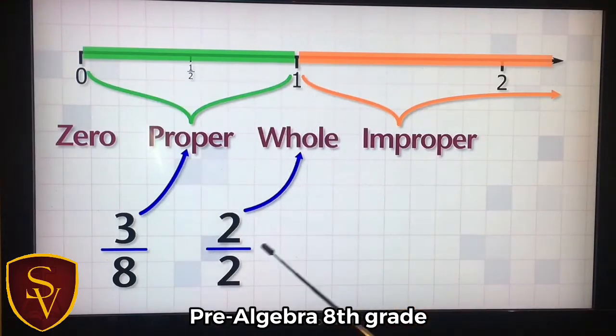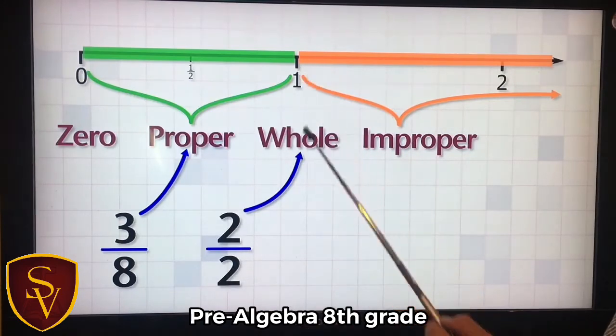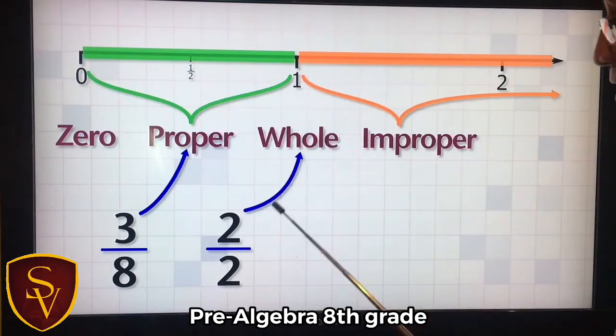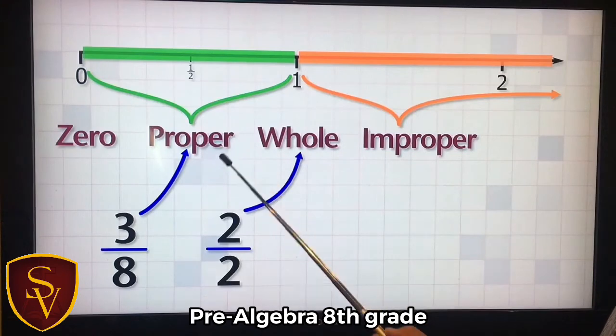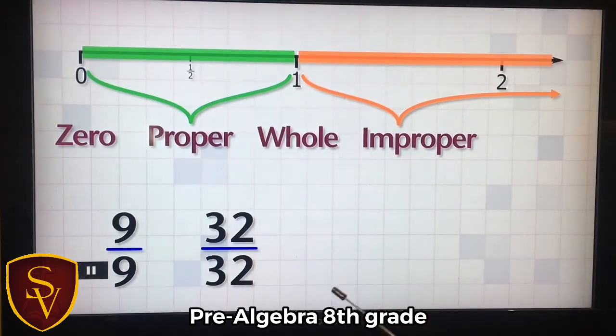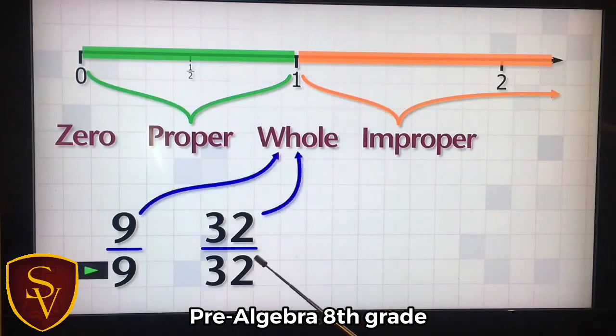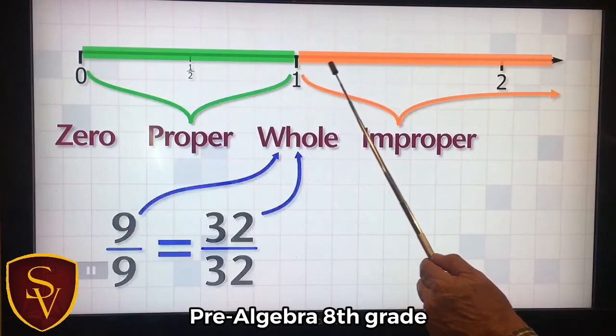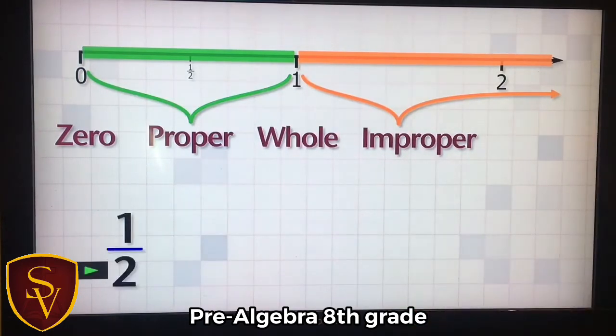Then we have the whole number, which is basically the same number divided by the same number, which is going to be 1. It's called whole fraction because it represents the number 1. And this number is always bigger than 0 and also bigger than a proper fraction, as we can see here. Okay. Finally, we have the improper fractions. Improper fractions are numbers whose numerator is bigger than the denominator and are going to be located after this part, 1, all the way down to the infinite.